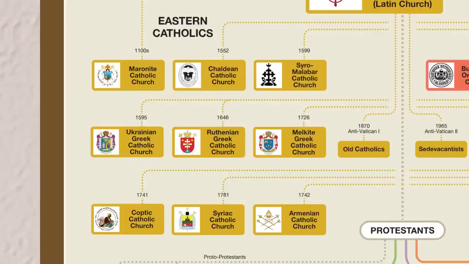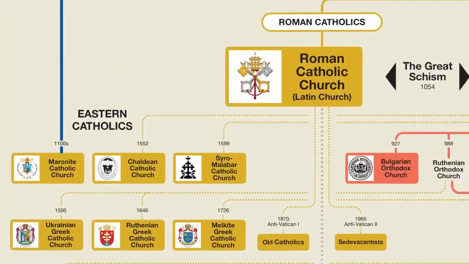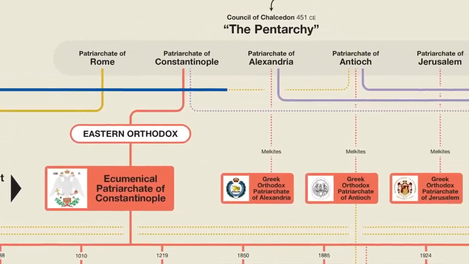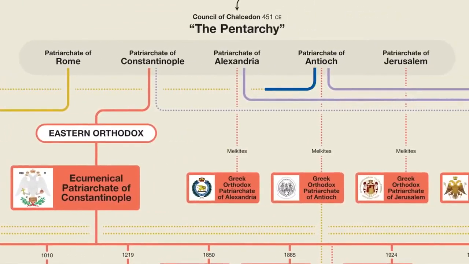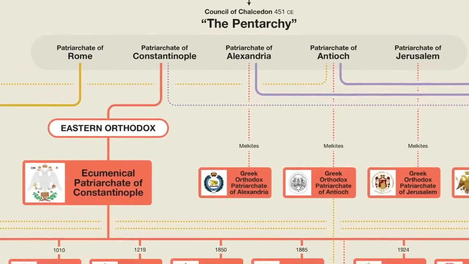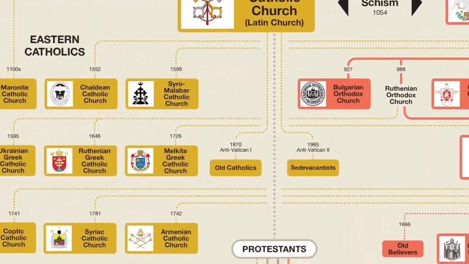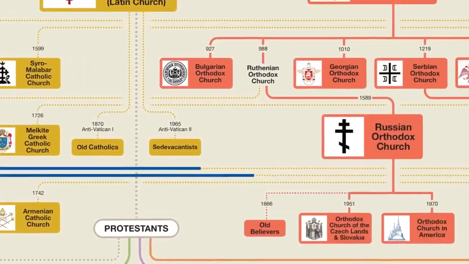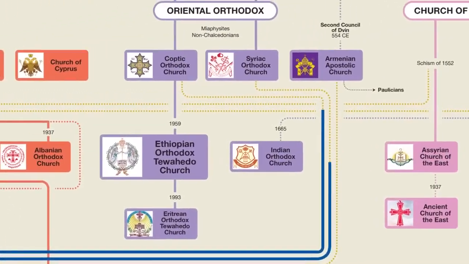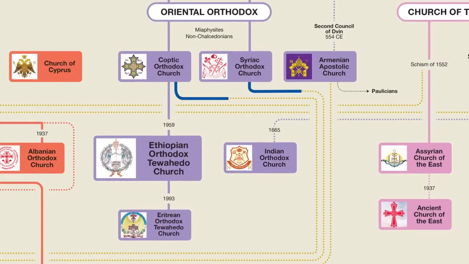So let me begin by showing you a few changes that I made based on comments I received on episode 2. Last time, I incorrectly stated that the Maronite Catholics, Coptic Catholics, and Syriac Catholics all broke away from the Eastern Orthodox Church. The Maronites were actually independent and became affiliated with Rome during the 1100s after the First Crusade. And the Coptic and Syriac Catholics, they broke away from the Oriental Orthodox Patriarchates, not the Eastern Orthodox Patriarchates.